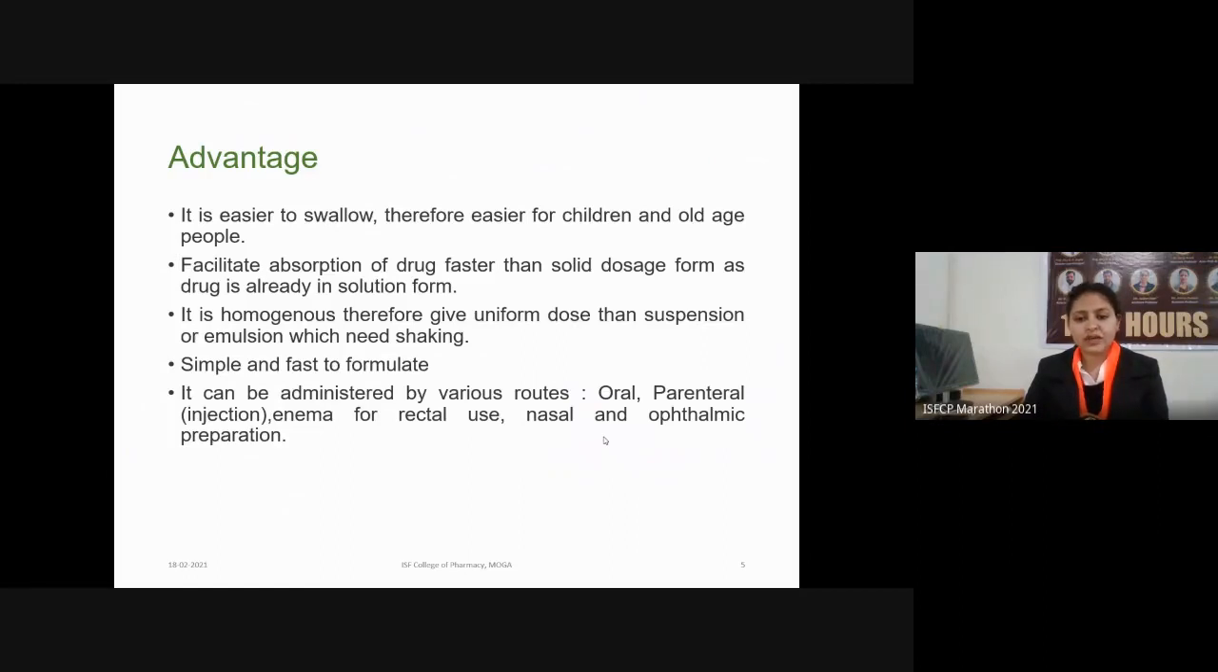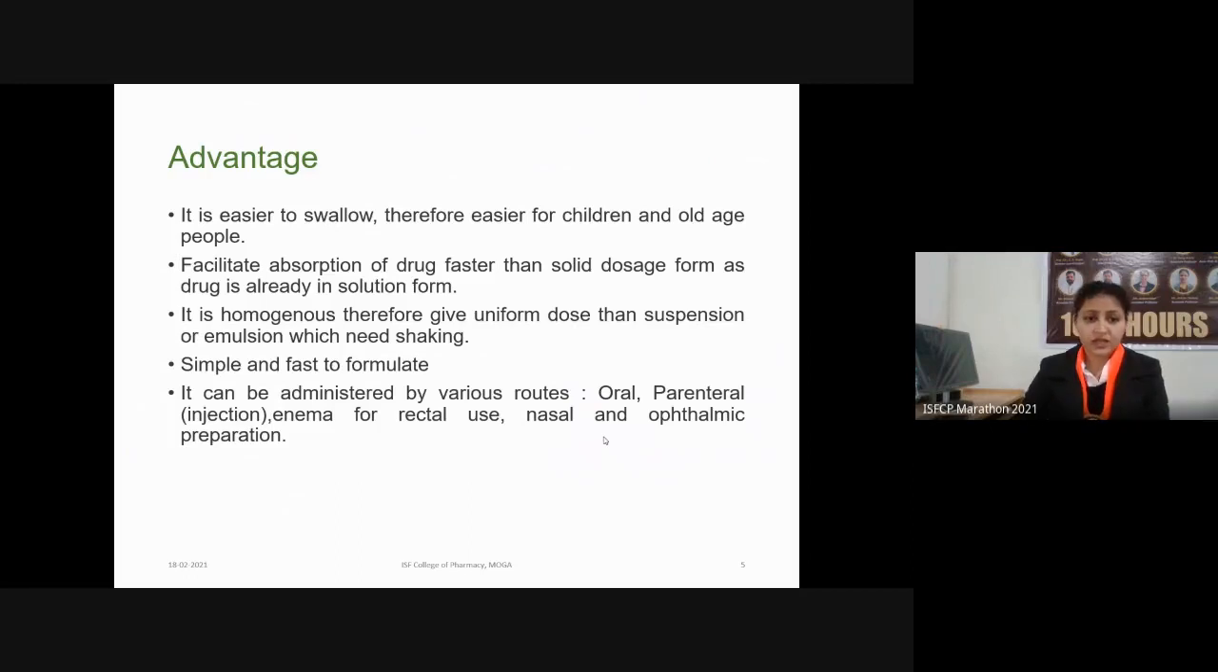Parenterally means through injections, and we can also take them in the form of enemas, that we can insert through the rectum. There are also some nasal preparations, means we can introduce them into our nose, and there are some ophthalmic preparations. Ophthalmic preparations means the preparations that we use in our eyes. So these are the advantages of the monophasic liquid dosage form.